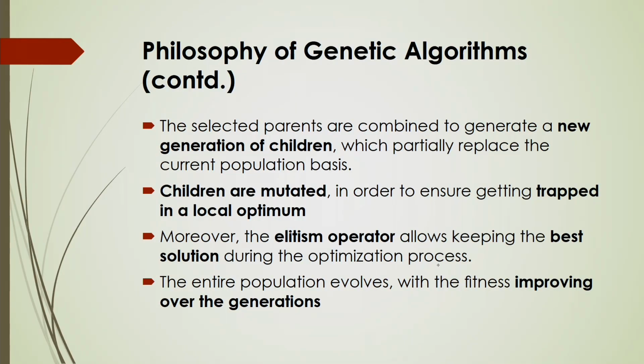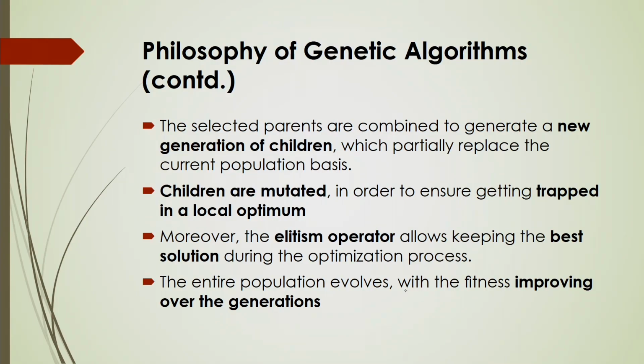So, that is why the selected parents are combined to generate a new generation of children, and then this will partially replace the current population based on survival, or you can say the fitness function. Now, children are later mutated in order to avoid getting trapped in a local optimum. So, you have to make a set of optimal solutions where the children are to be mutated. After that mutation, you have to ensure that you are not getting trapped in a local optimum.